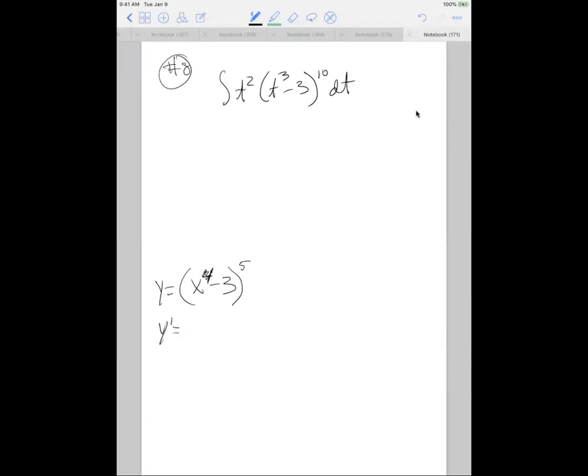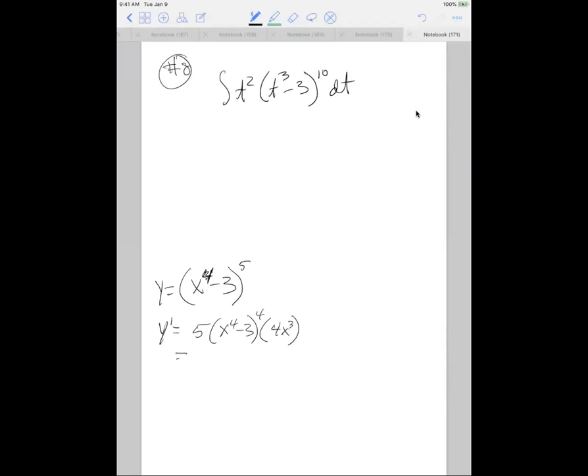y prime, which would be dy dx since it's in terms of x, you bring the 5 down front, reduce the power of the 5 by 1, and then you've got to multiply by the derivative of the inside. That's the chain rule. So we end up with 4x to the 3rd.